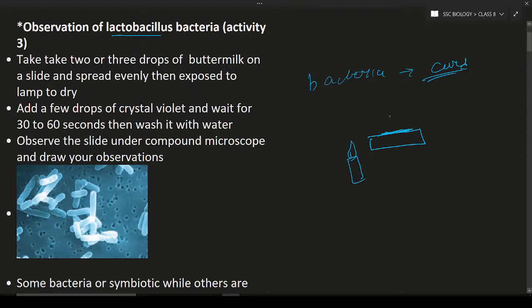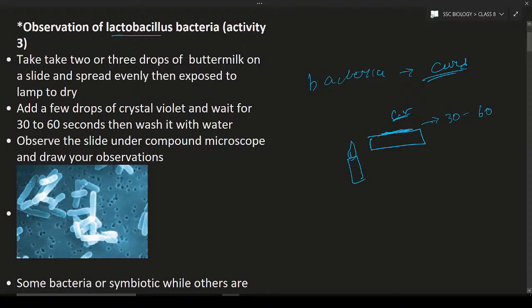After that we have to add a stain. What is the stain? Crystal violet. We have to add crystal violet. After adding crystal violet, it will get stained. The layer, the smear, will get stained. After adding the color, we have to wait for 30 to 60 seconds, so that the bacteria will take the color.